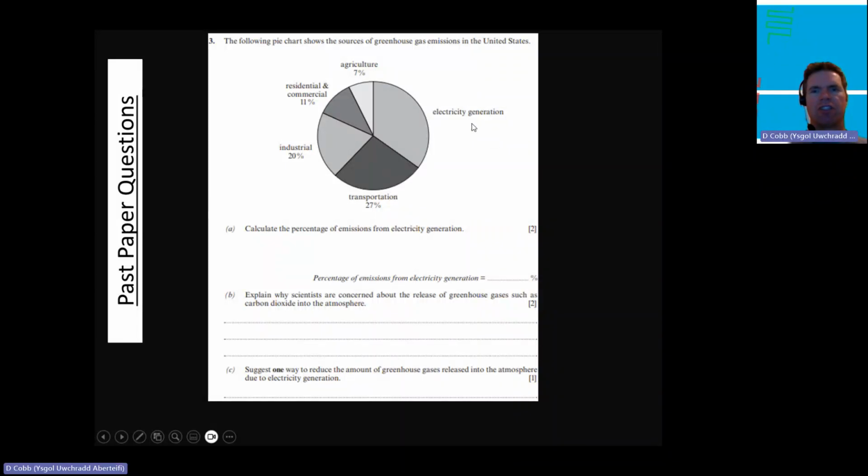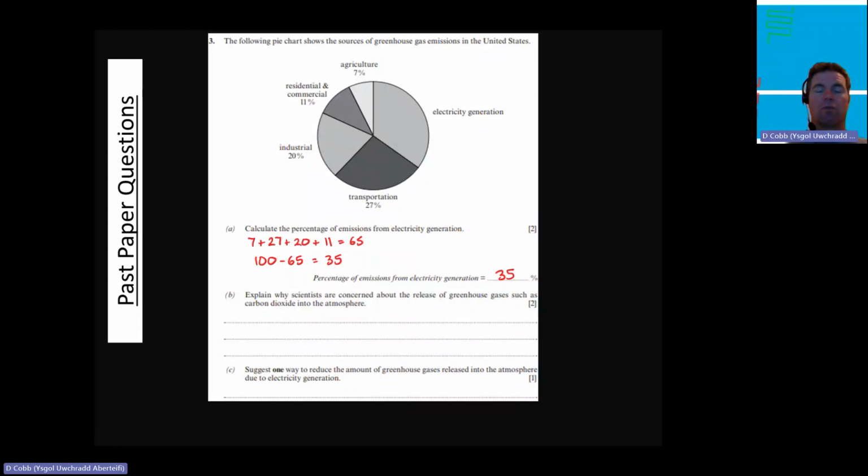So electricity generation is the one that you don't have any value for at all. What you're required to appreciate here is the whole pie chart combined equates to 100%. You're given all the others, so you need to add together agriculture, residential and commercial, industrial and transportation. So the 7, the 11, the 20 and the 27, and that gives you a value of 65%. And the whole lot equates to 100%. So I do 100, take away the 65, it gives me 35. So the percentage emissions from electricity generation is 35%.